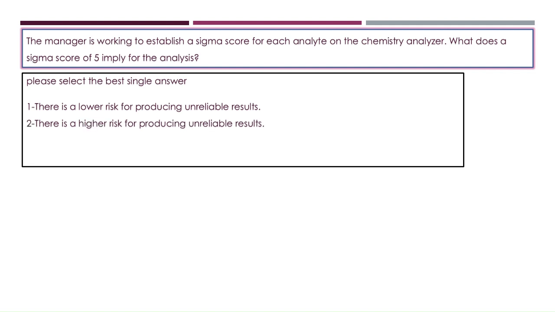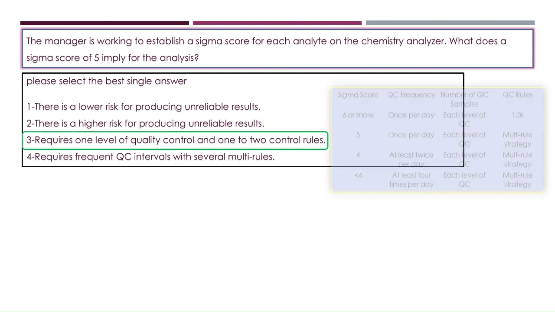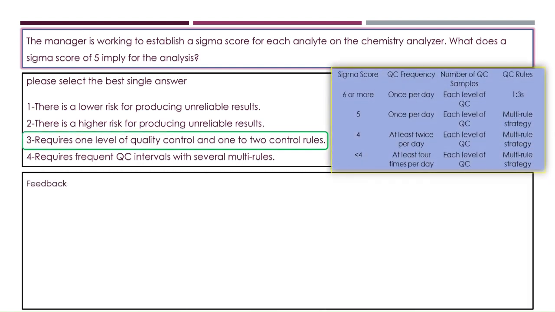2. There is a higher risk for producing unreliable results. 3. Requires 1 level of quality control and 1 to 2 control rules. 4. Requires frequent QC intervals with several multi-rules. Feedback. The sigma metric typically ranges from 0 to 6.